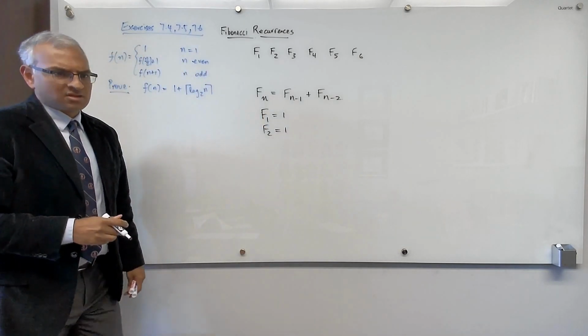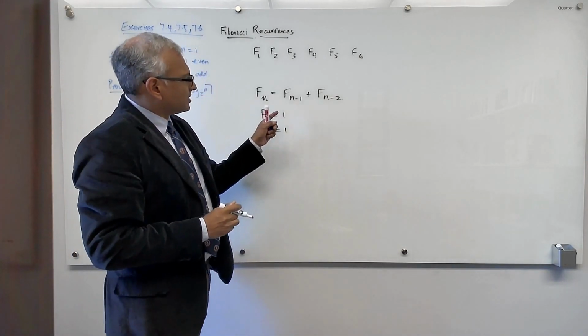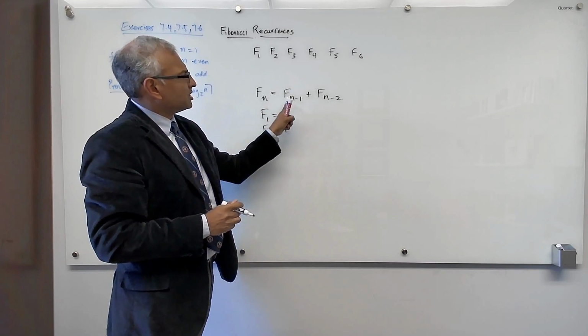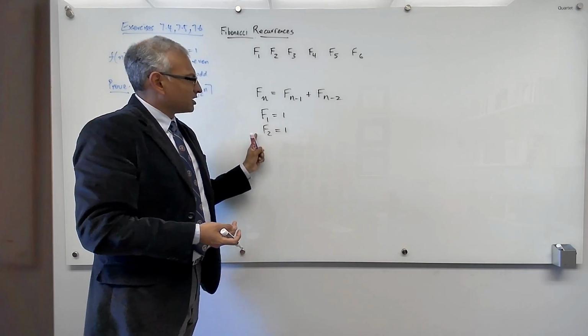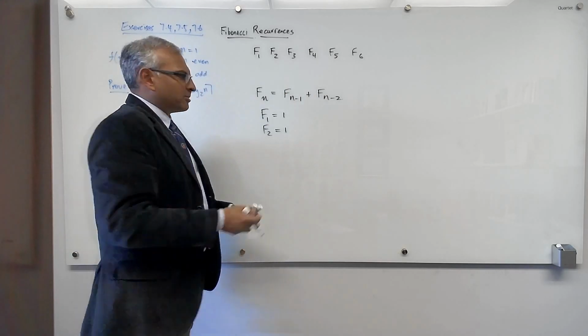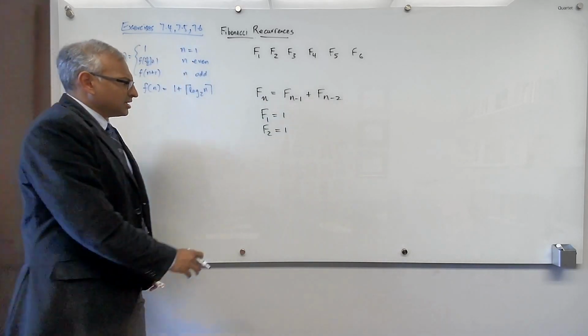So this is an example of a recurrence. It gives you the nth term in the sequence as a function of previous terms. And together with these base cases, it turns out that you can prove by induction all the terms are well defined. And let's see how it goes.